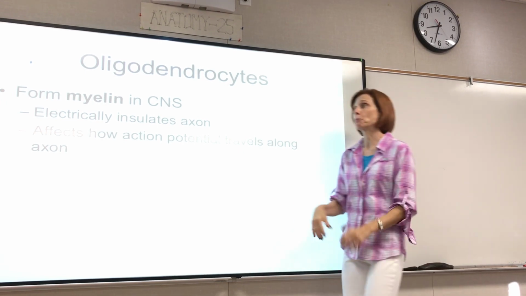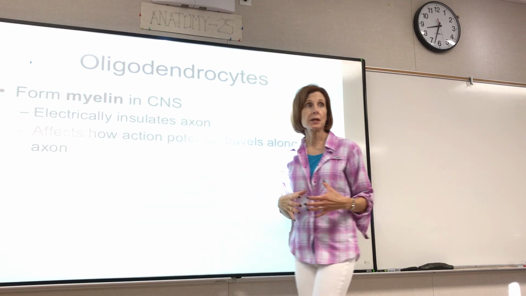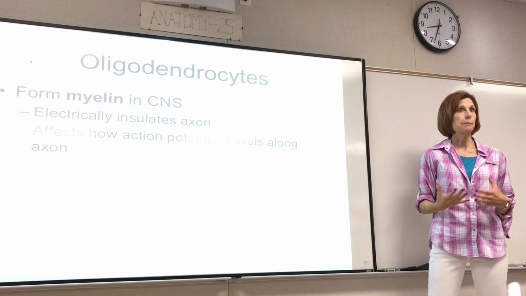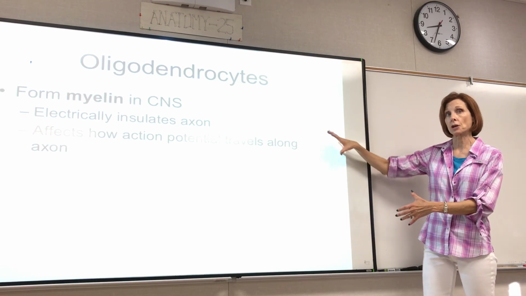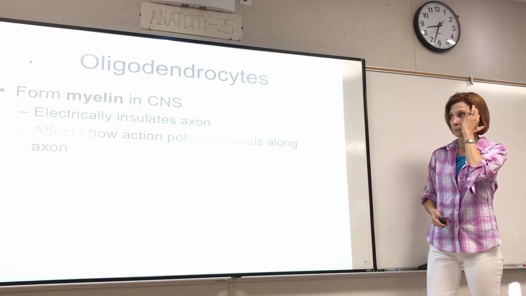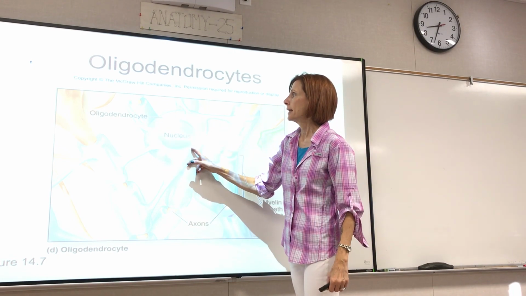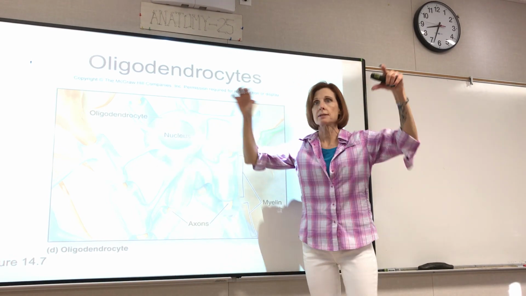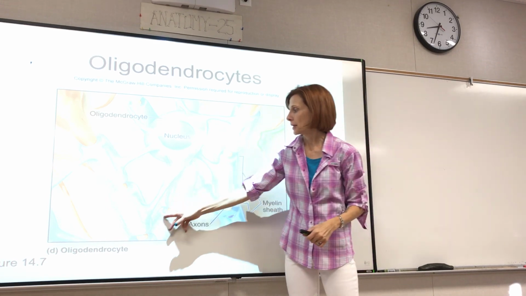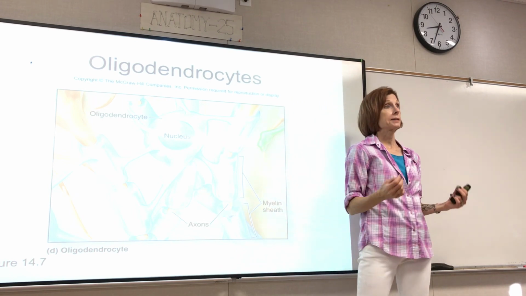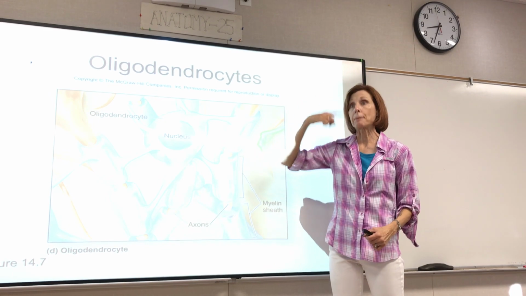This is also what breaks down in the disease multiple sclerosis. It will degenerate, and so people who have MS have sensory and motor symptoms depending on which neurons are involved. And this is an oligodendrocyte here. This is a cell body, and you can see these cells also have processes that reach out and wrap around the nearby axons, forming what's called the myelin sheath. So they're forming the myelin sheath here by wrapping around the axon.